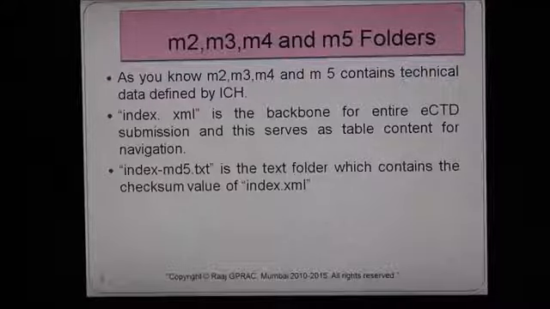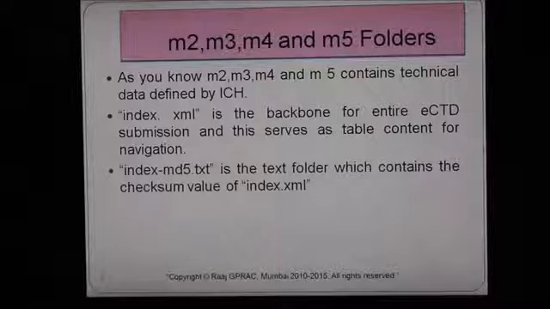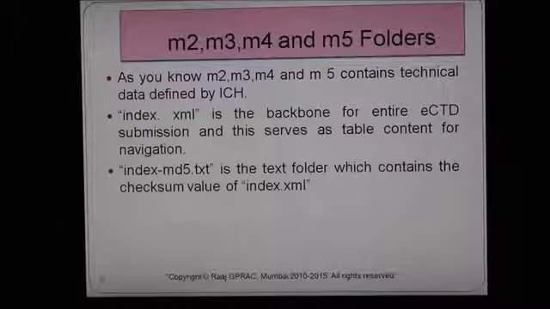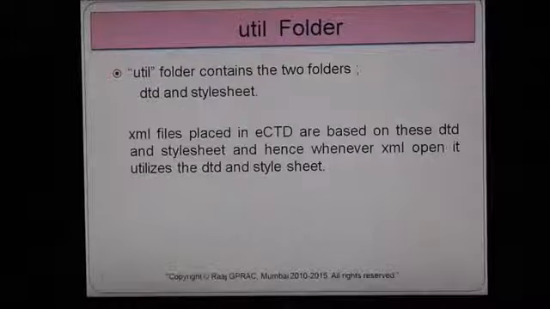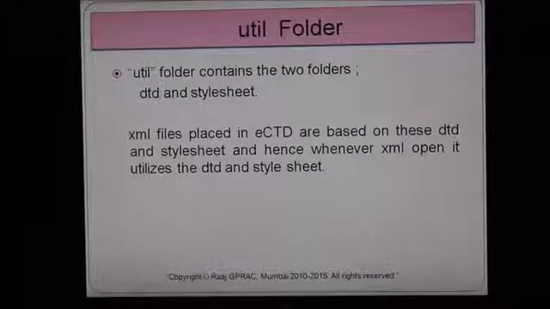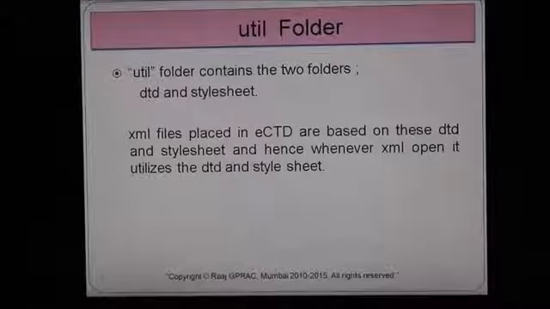Index.xml is the backbone for the entire eCTD submission, and this serves as the table of contents for navigation. Whereas index.md5.txt is the text file which contains the checksum value of the index.xml. Util folder contains 2 folders, mainly DTD and style sheet. XML files placed in eCTD are based on this DTD and style sheet, and hence whenever an XML is opened, it utilizes the DTD and style sheet.